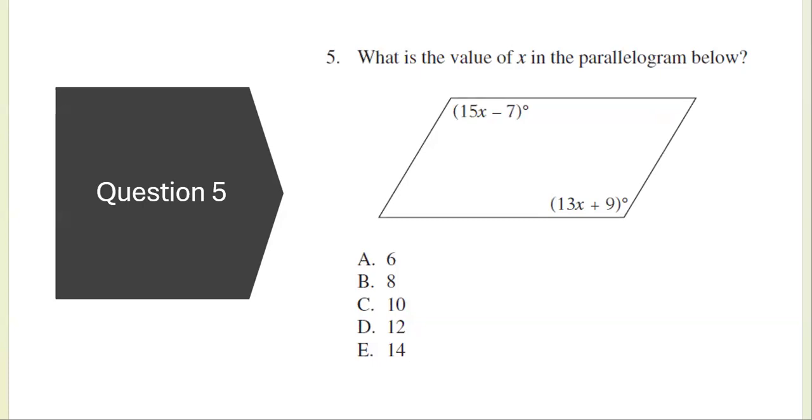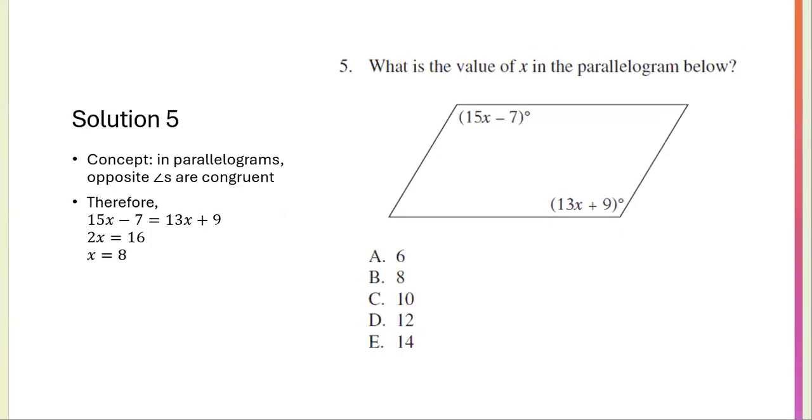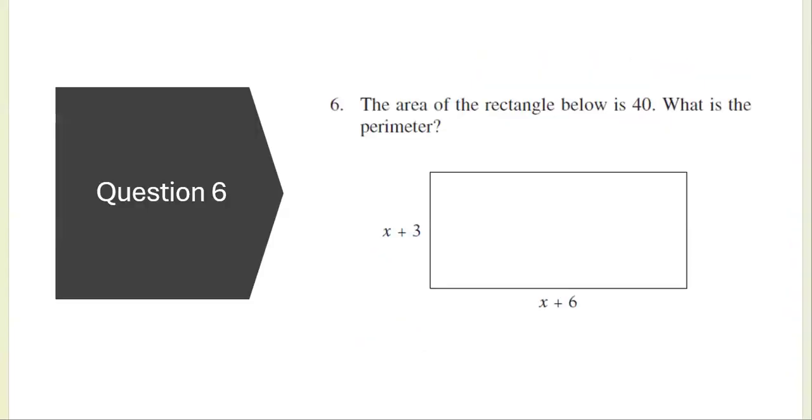Number 5, what is the value of x in the parallelogram below? Okay, the concept here is that these opposite angles are congruent. So set them equal to each other. 15x minus 7 equals 13x plus 9. Solve for x. You get x is equal to 8. Pretty simple. Number 6, the area of the rectangle below is 40. What is the perimeter?